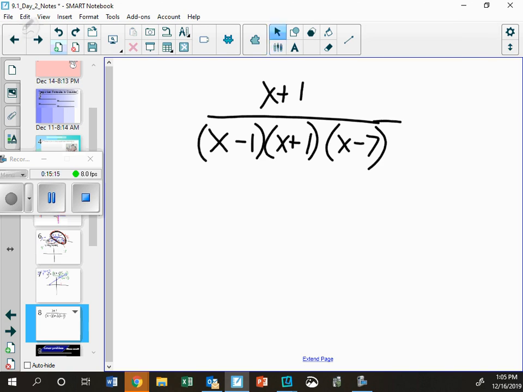There's three things that would crash this function. But it crashes it in different ways. It either crashes it because it's got an asymptote there, or because it's got a hole there. Can you have more than one asymptote? Yes. Can you have more than one hole? Yes.